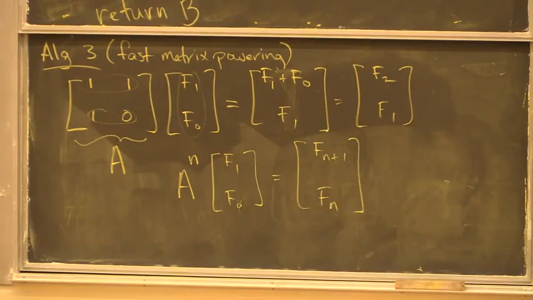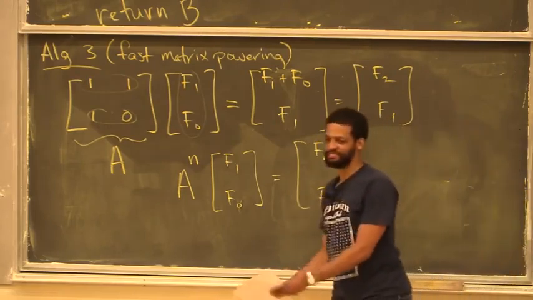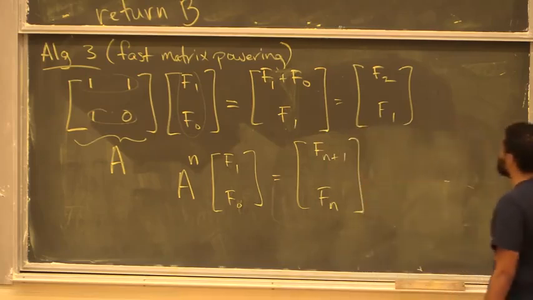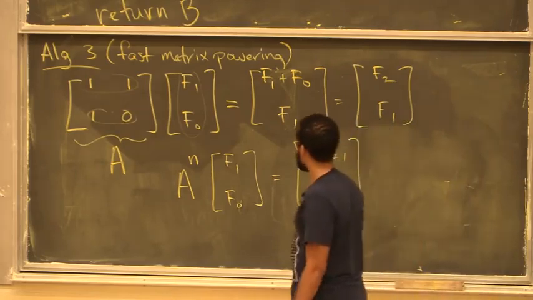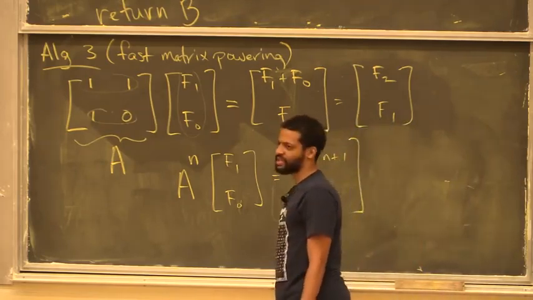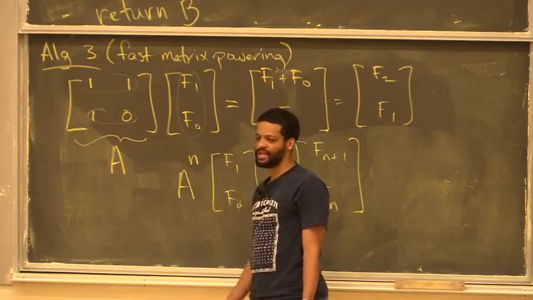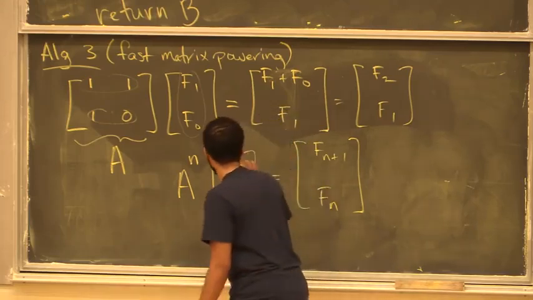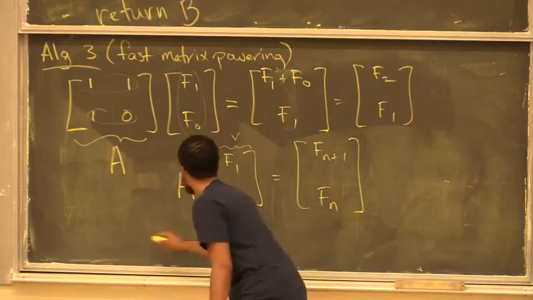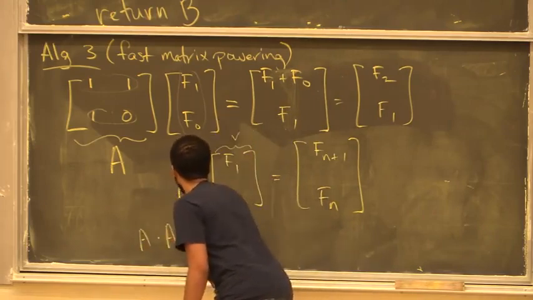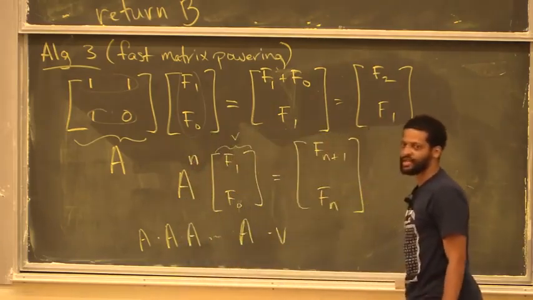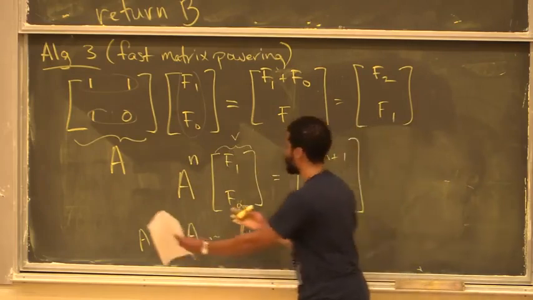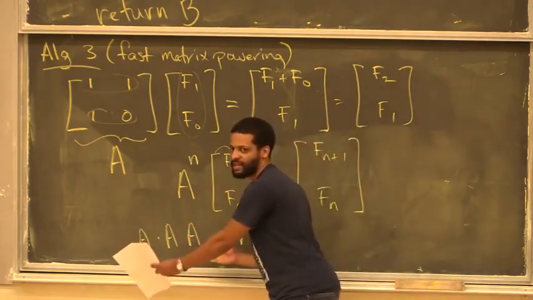Again, if you wanted to formally prove that, you would use induction. Okay, so now one thing to know about matrix product is that it's associative, right? What does this mean? Let's call this vector v. So this is like A times A times A times A times v. It's associative, which means I can parenthesize this however I want and get the same answer.